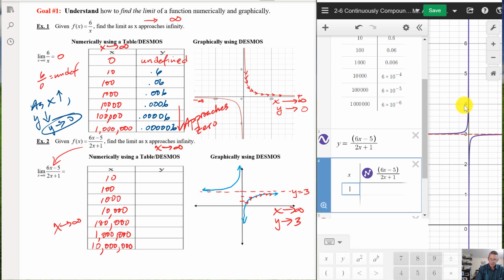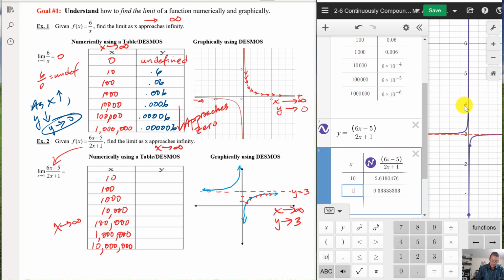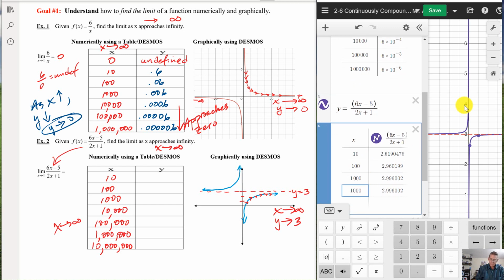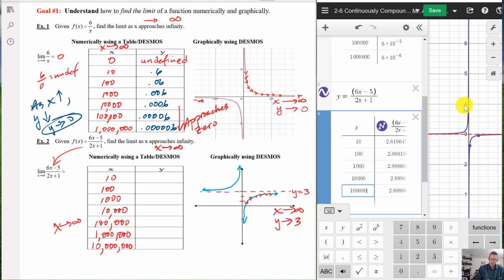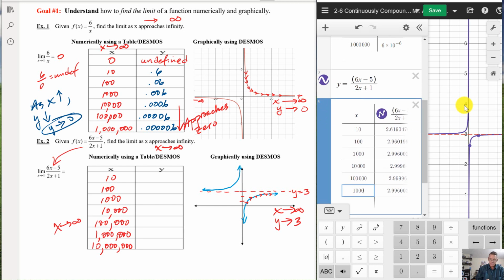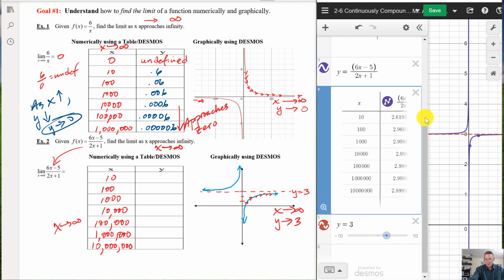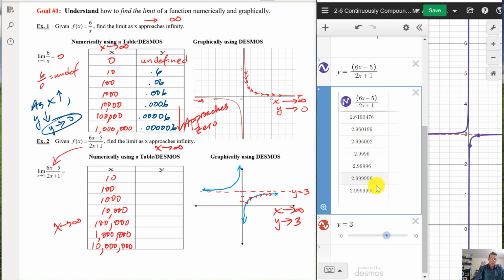All you have to do is just type them in, guys. So 10, 100, 1,000, 10,000, 100,000, a million, 10 million. All right, and look at the values. Look at all these y values here. They start at 2.6 and then go 2.96, 2.996, 2.9996, 2.99996. These values are obviously getting closer to 3.